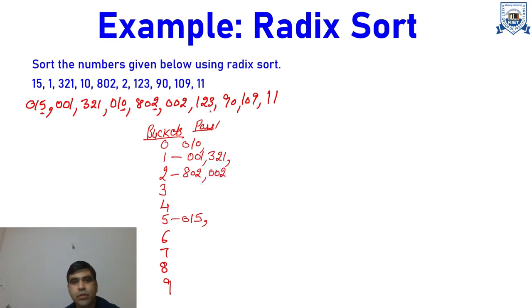After 002 we have, see this 3, so we'll have in this bucket 123. Then we have 090, because three digits are required, so 090 goes in this bucket. Then we have 109, so 109 goes in this one. Then we have 011, so it is here, 011.